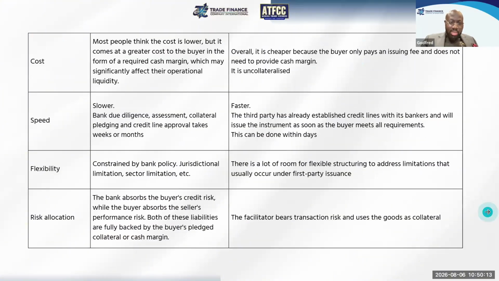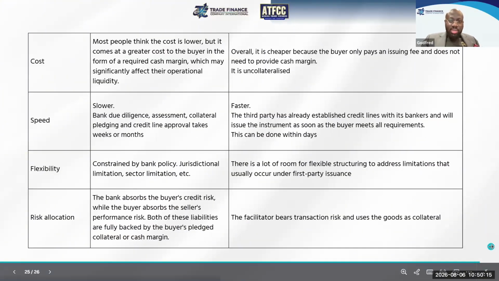Next slide, let's look at cost. I'll give some more explanation to this one. Under a first party, the client provides collateral, cash cover, or any form of near money assets. Normally the issuing fee is low, about 1% or lower. Most people think that the cost is lower, but it comes at a greater cost to the buyer in the form of required cash margin, which may significantly affect their operational liquidity.